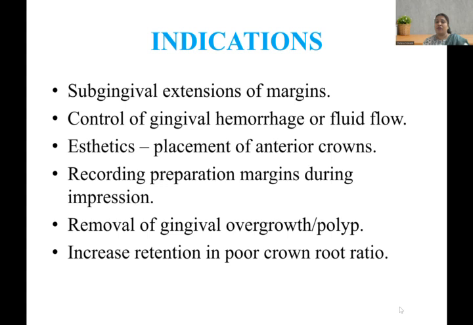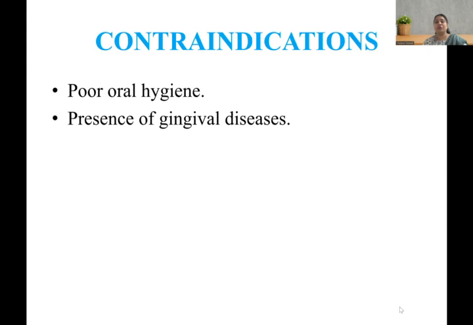Wherever there is a gingival overgrowth, or what we call a polyp, we need to remove it. And whenever there is a compromised available crown ratio, to improve the retention, we do gingival tissue management to enhance the crown root ratio for success of a good restoration. The only contraindication is whenever there is poor oral hygiene and presence of gingival inflammation.